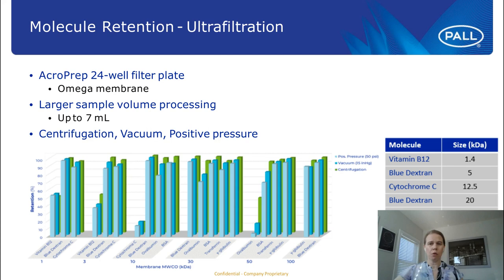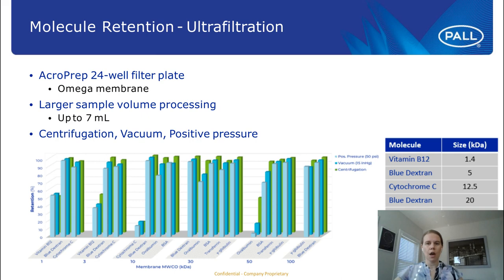Another performance example that I would like to show you is based on molecule retention. In this particular case, once again, we used the 24 well filter plate, but this time containing different membranes. So it's an Omega-based membrane, because what we're trying to perform is ultrafiltration. We're talking at the molecular level, in terms of pore size and molecular weight cutoffs instead of microns. So what we did, we had a sample that had a range of different molecules mixed together, and you can see those molecules listed in a table on the right hand side, with the approximate size of those molecules in kilodaltons.